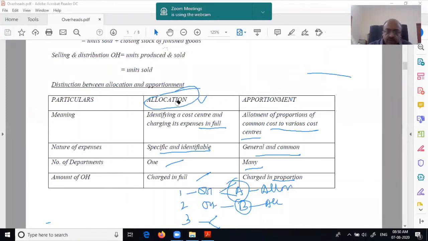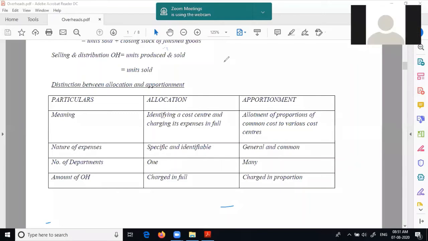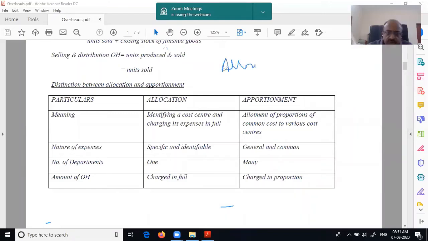Allocation and apportionment. Mind you, first you have to see whether any cost that is coming in can be allocated or not. That's the first thing. If you cannot allocate it, then you go for apportionment for that particular cost. Then only you can go for apportionment. First you have to try allocation. If you are able to allocate, fine, because that cost is identifiable with only one department.